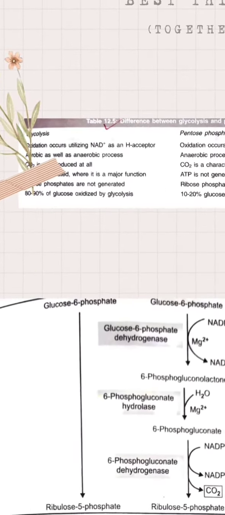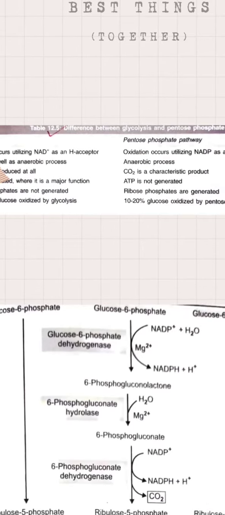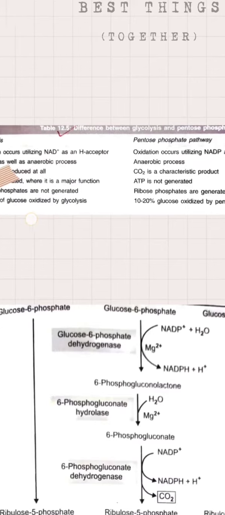Next is aerobic as well as anaerobic process. Glycolysis is basically aerobic as well as anaerobic, whereas pentose phosphate pathway works as only anaerobic process.